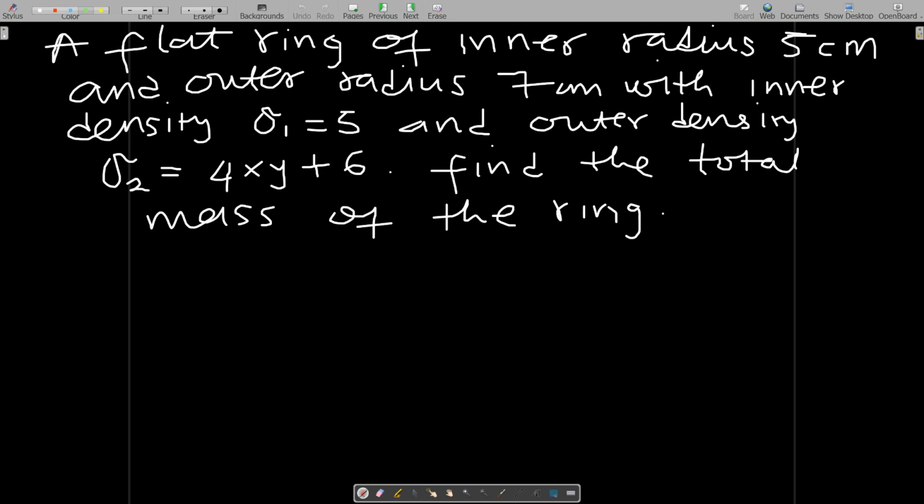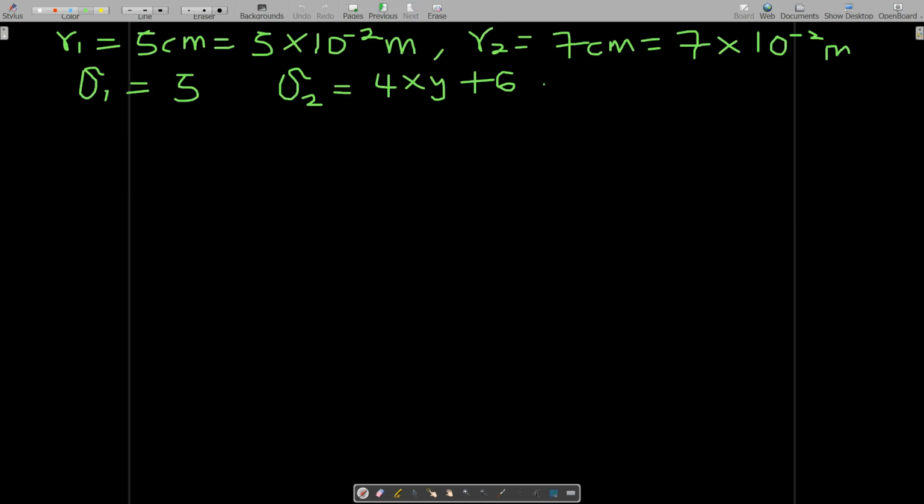So a flat ring of inner radius 5 centimeters and outer radius 7 centimeters with inner density 5 and outer density that, find the total mass of the ring. Okay, with this I'll state the formula, and we'll see if you can go through. So these are what we've been given. We know the inner radius, outer radius, and the rest. So let's try to write this symbolically and see.